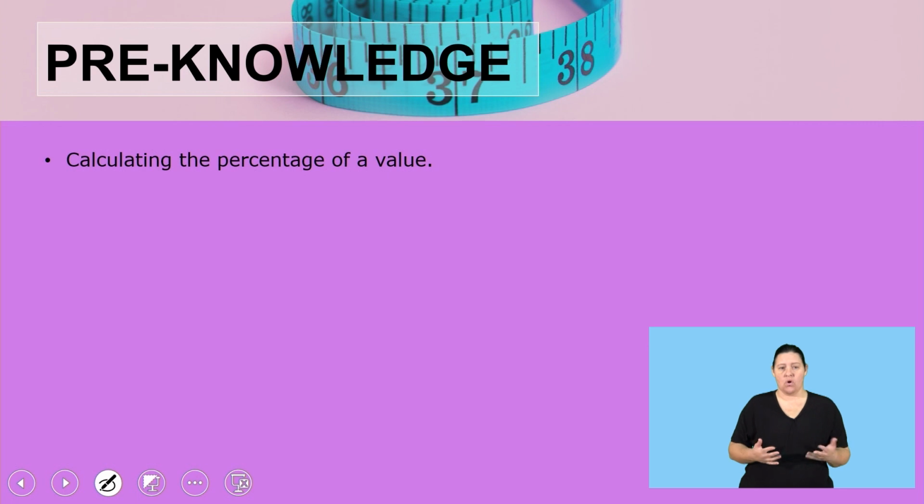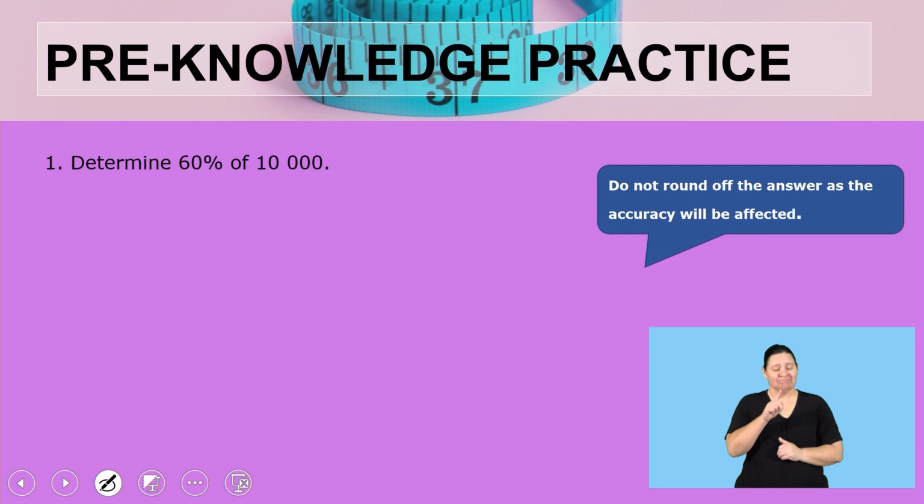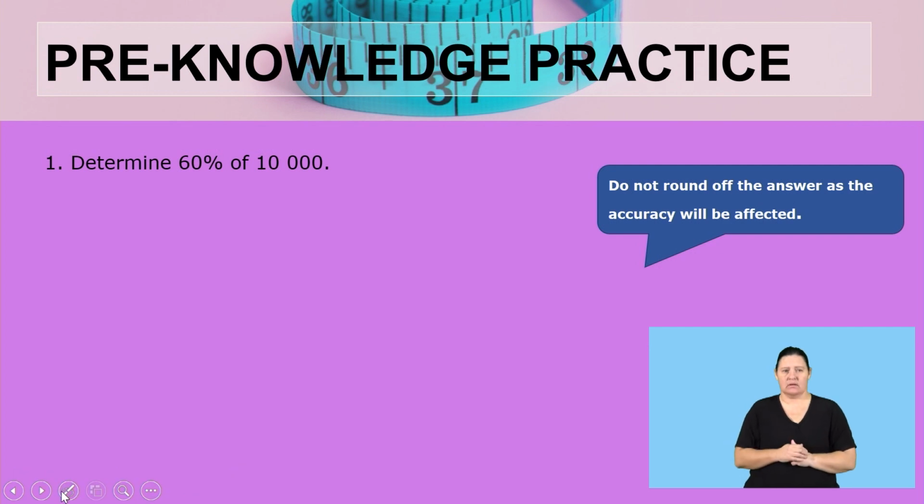So the knowledge that you've acquired previously that needs to be applied in this lesson is calculating the percentage of a value, increasing a value by a percentage, and decreasing a value by a percentage. These are the three concepts that we need to apply in this section. Okay, so now let us get some practice of what you learned previously, just to recap on what you know.